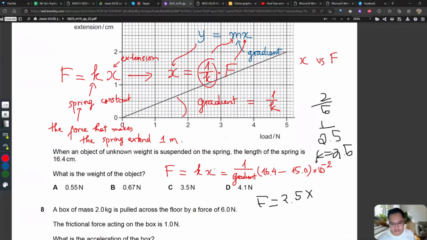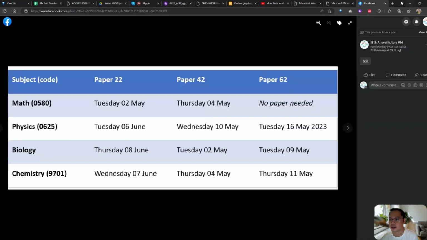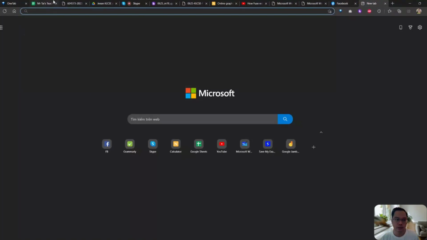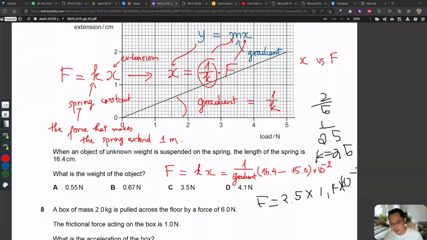Can you calculate the gradient? The gradient is 0.4, correct? So 1 over gradient is 2.5, correct? Well done. And multiply with 1.4. Kind of difficult. Are we allowed to use the calculator in paper 2? I think we are, huh? Yeah, so you can use the calculator. 2.5 for the value of k, multiply with 16.4, subtract 15, and remember to convert to meter, dividing by 100.